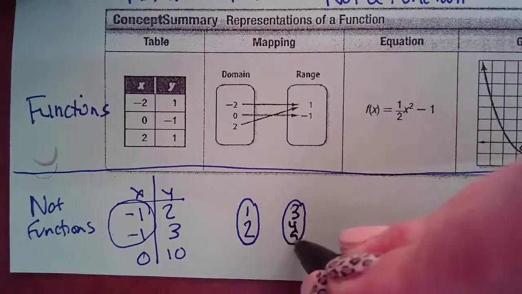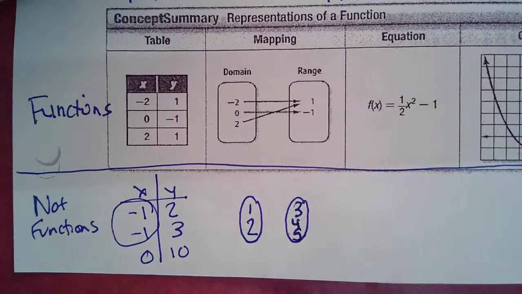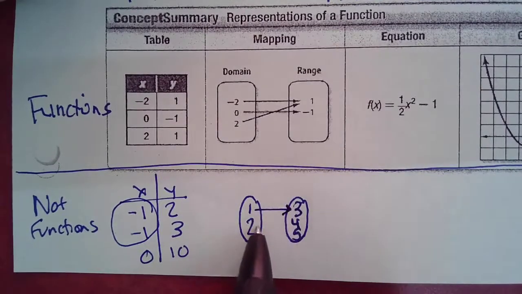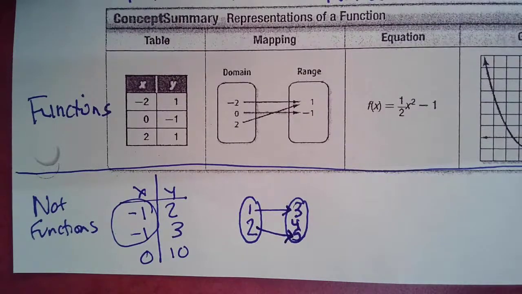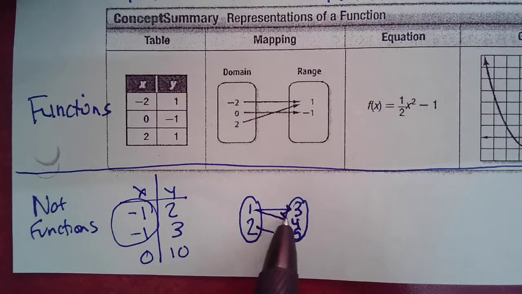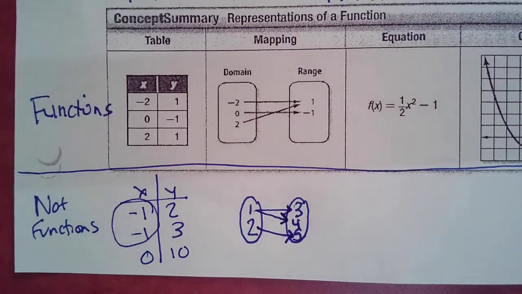4, and I draw this arrow to 1, this arrow to 5. How can I make this not a function? Draw the line from the 1 to the 4. Good. I could have said 2 to 4 or 2 to anything else, really. Not a function because that 1 is repeating.